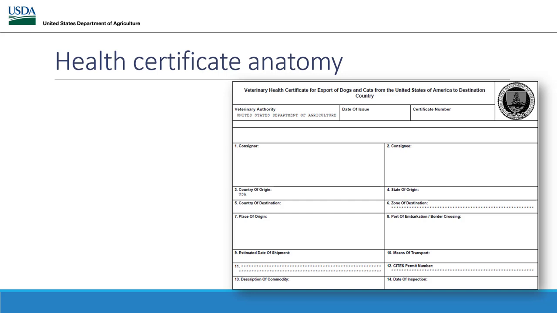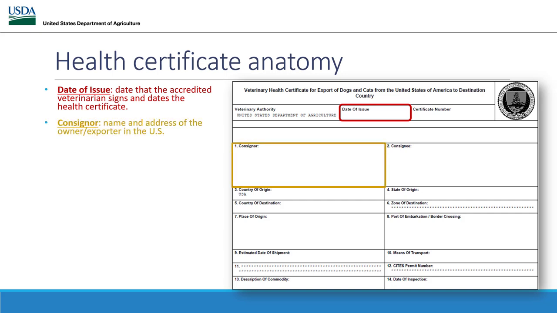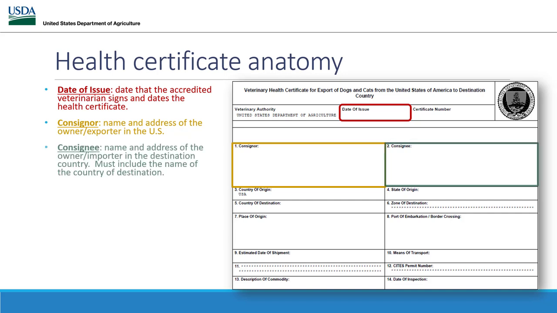As we've discussed, despite the differences the format of a health certificate can take, all health certificates require the same documented information about an animal's movement to another country, so they are comprised of the same or similar required fields. These required fields are the date of issue, which is the date the accredited veterinarian signs and dates the health certificate, the consignor, which is the name and address of the owner or exporter of the animal in the U.S., the consignee, which is the name and address of the owner or importer of the animal in the destination country, including identifying the destination country by name, the state of origin, which is the U.S.